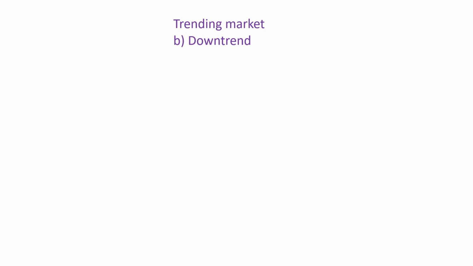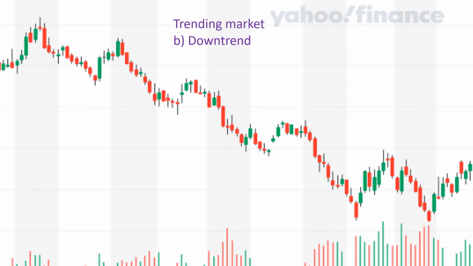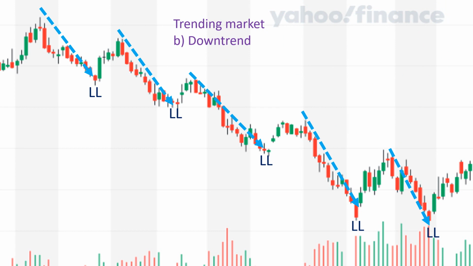Trending market, downtrend. Let's take a look at this chart. What is the direction of this trend? You guessed it right. It is trending downward. When the market is trending lower, it's always making lower swing lows, and the pullback is making lower swing highs, all the way down. Now, if you notice, each lower swing low and lower swing high is lower than the previous one. This is the characteristic of a downtrend continuation pattern.